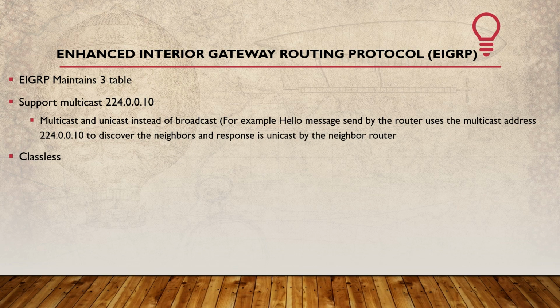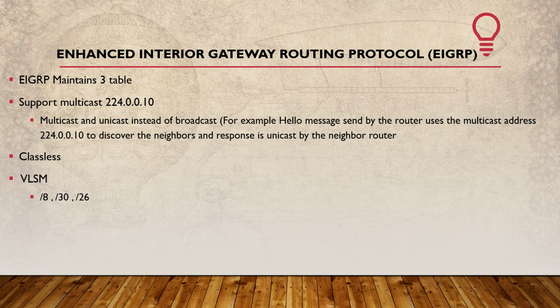It is a classless routing protocol. When we were discussing RIP version 1, it's a classful routing protocol, which means class A supports slash 8, class B supports slash 16, and class C supports slash 24. But here it is a classless routing protocol, which means it supports variable length subnet masks. It's like slash 8, slash 9, slash 10, slash 20, slash 30, 31, 32. It supports all kinds of variable length subnet masks, and that's why we call it a classless routing protocol.